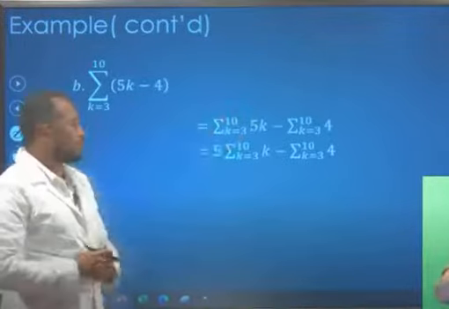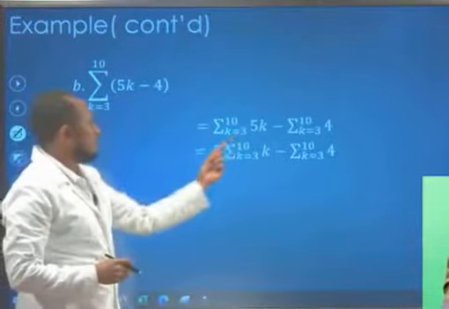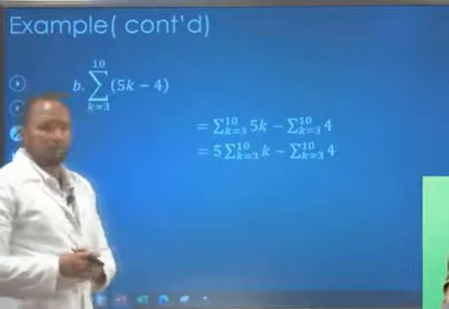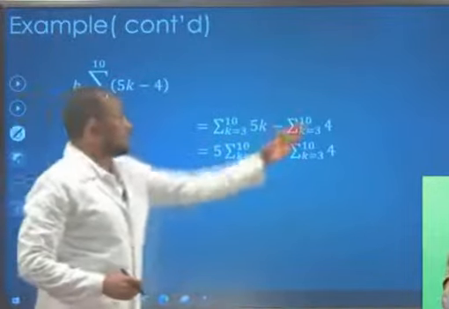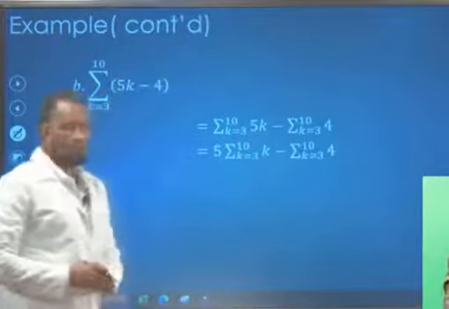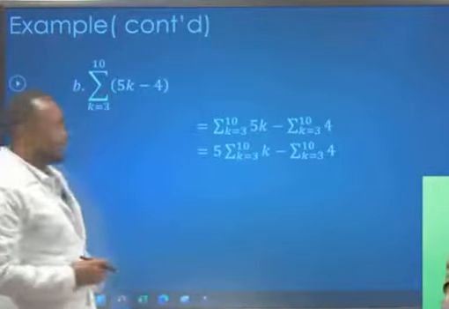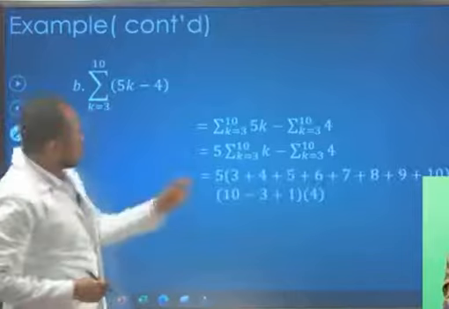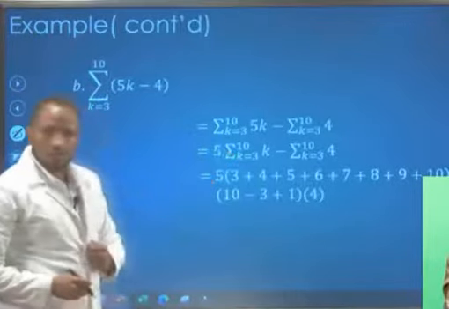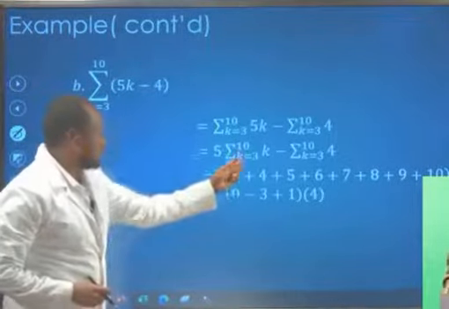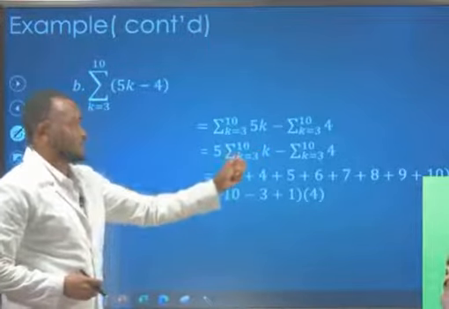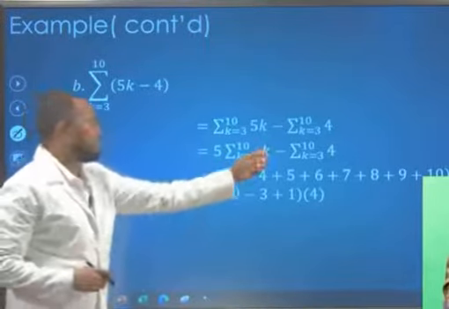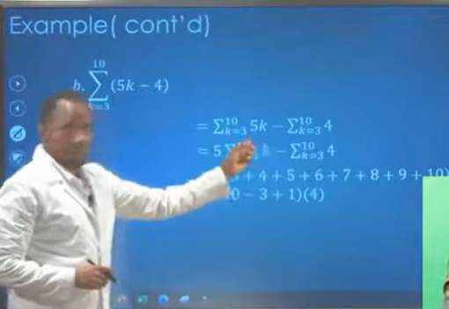A constant can be factored out from the summation. So it is 5 times the summation of k, where k starts from 3 up to 10, minus the summation of 4, where k starts from 3 up to 10. Let's continue. So this equals 5 times, and here you have to focus, k starts from 3, so you put 3 and go up to 10.